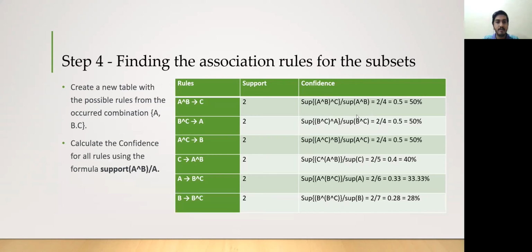Finally, we find the association rule for the subsets. To do this, we create a new table with the possible rules from the occurred combination A, B, and C. For all the rules, we then calculate the confidence using the formula support of A and B divided by support of A. The values have been calculated and tabulated over here.